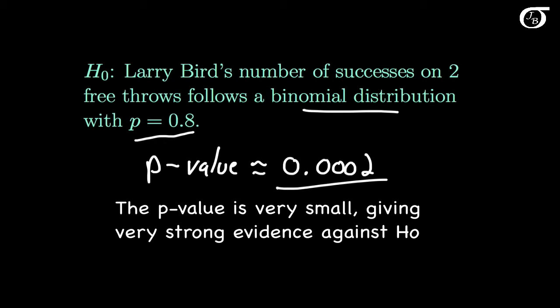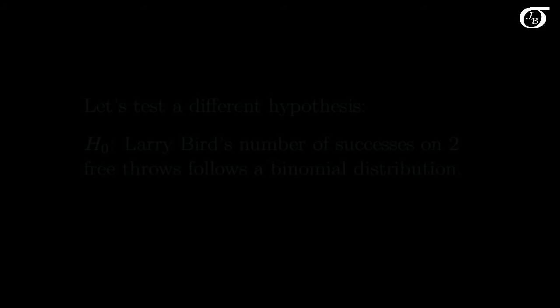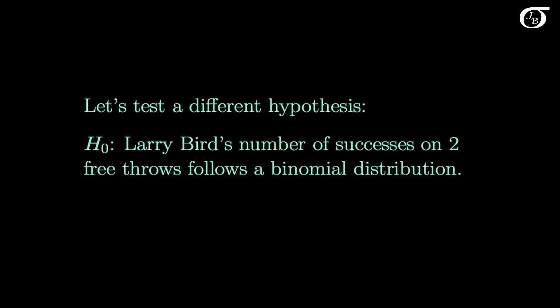In practical problems, we often don't have the parameter values specified in the null hypothesis. We often use data to estimate it. So let's look at a slightly different null hypothesis. Let's test the null hypothesis that Larry Bird's number of successes on 2 free throws follows a binomial distribution, but without a specified value of p. To test this, we're going to use a very similar method to what we just did, except we're going to have to use the data to estimate p, and then there are a couple of subtle differences as well.